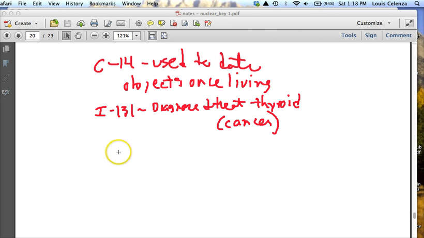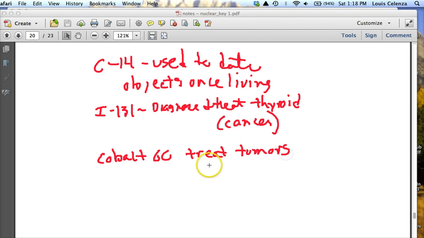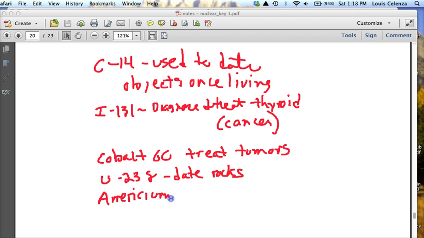The next one would be cobalt-60. It is used to treat tumors, cancerous tumors. U-238, uranium-238, is used to date rocks, tell how old a rock is. And the last one, and they don't normally give you this, is americium. I don't even know if that's how you pronounce it, but I don't care. Americium-241 is used in smoke detectors.